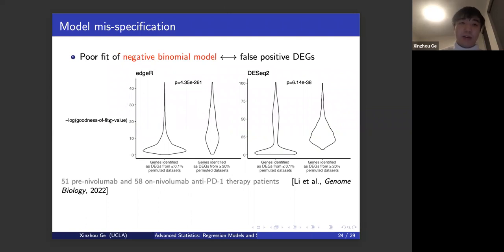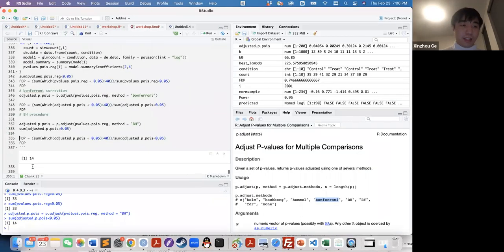So here, the y-axis is the negative log p-value. So if this is larger, it means the p-values are smaller. So we can see that for these genes, their p-values are smaller, which means that they do not have a very good fit for the negative binomial model. And that may explain why we have so many false discoveries. So let me show you how we can do a goodness of fit test here.